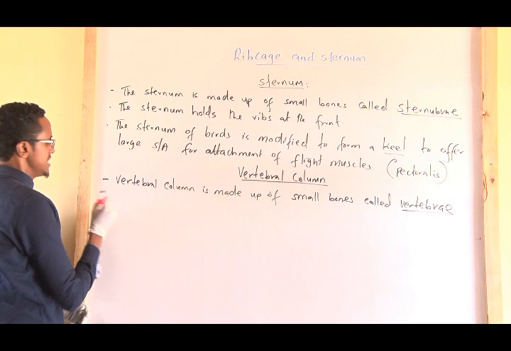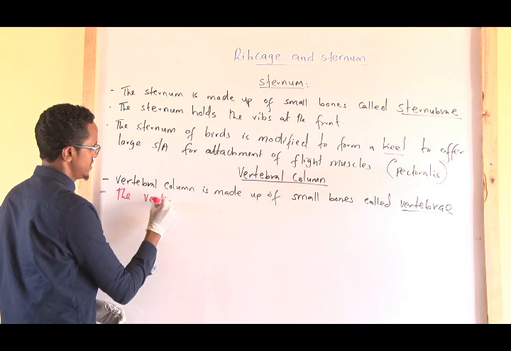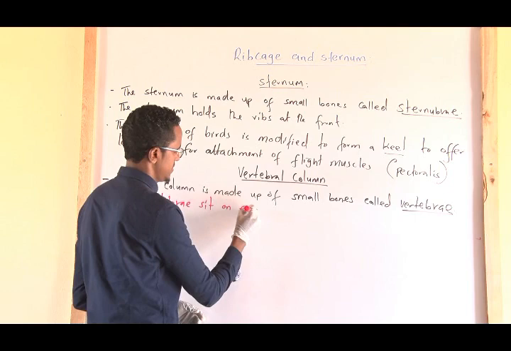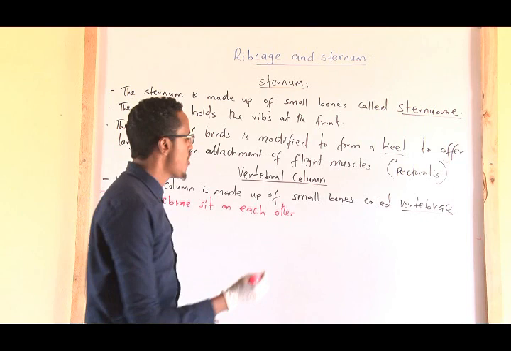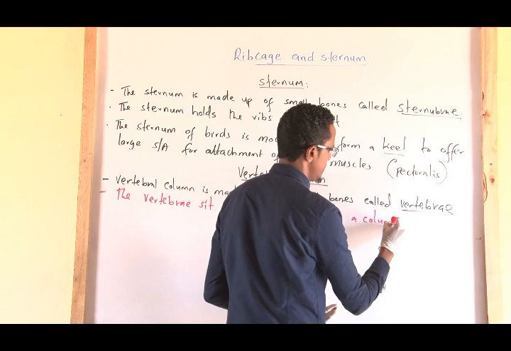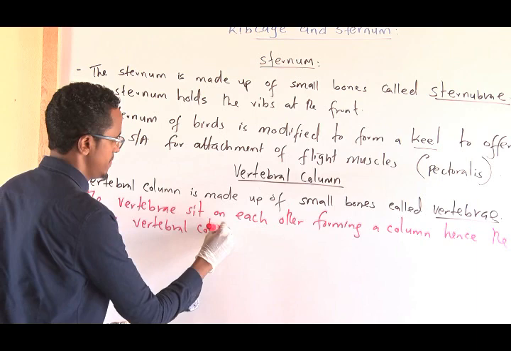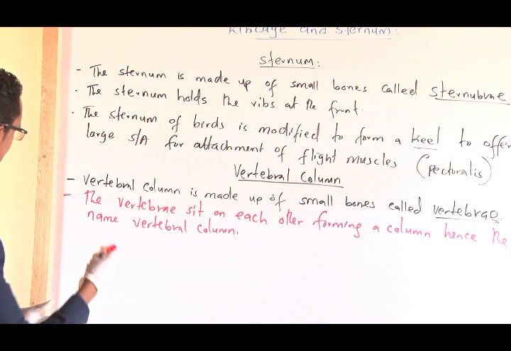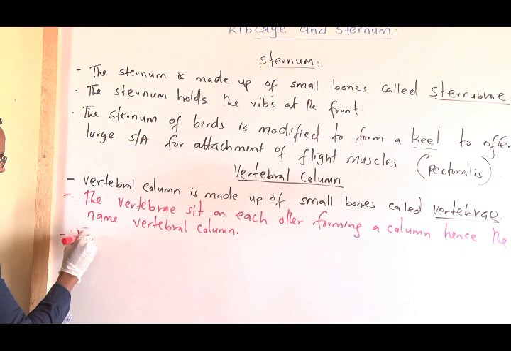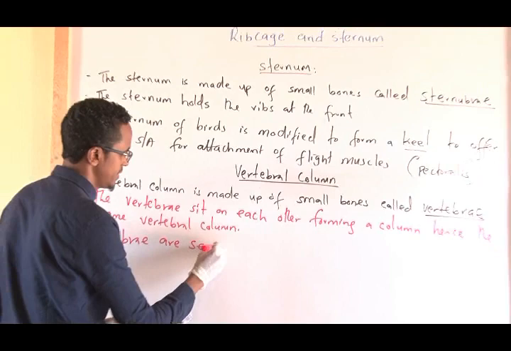These vertebrae sit on each other, forming a column, hence the name vertebral column. The vertebrae, the bones of the vertebral column, are separated by a disc of cartilage.